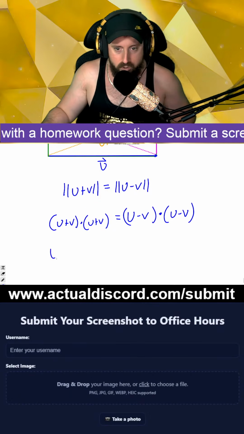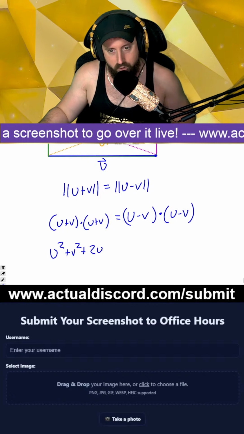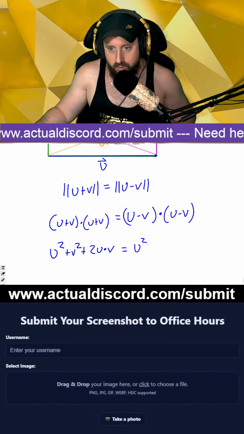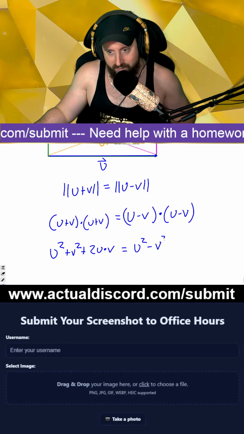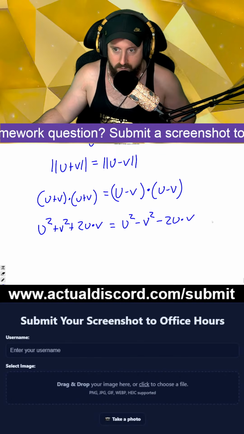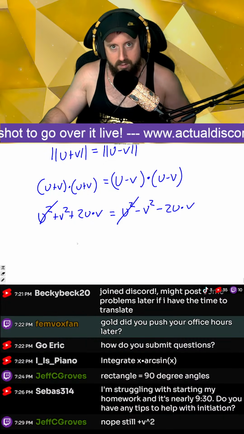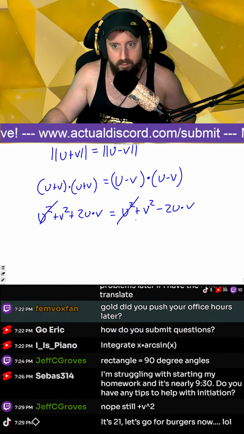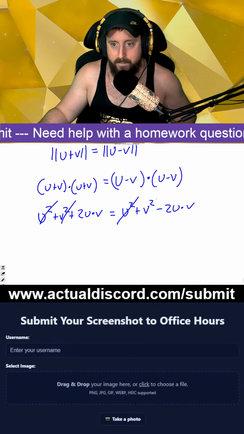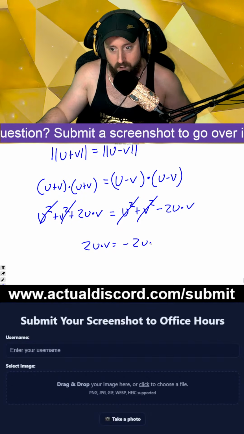And so this will get you u squared plus v squared plus 2u dot v. We assume u dot v and v dot u are the same, right? And this will get you u squared minus v squared minus 2u dot v. Okay, this cancels with this. Oh, sorry, this is still plus v squared. Yep, this cancels with this. And now I get that 2u dot v has to equal negative 2u dot v.